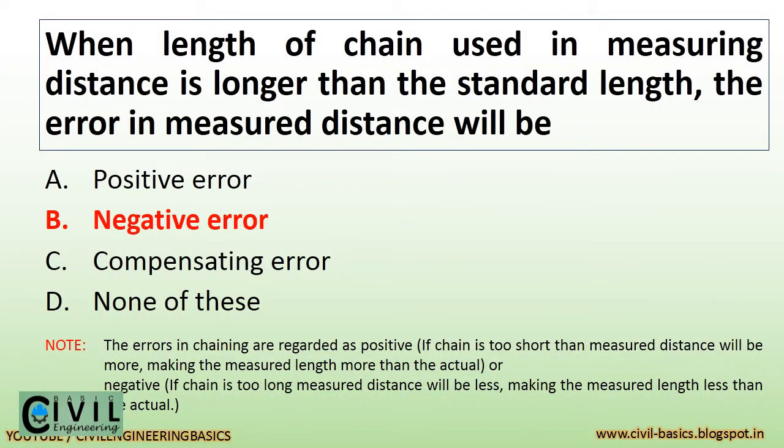When length of chain used in measuring distance is longer than the standard length, the error in measured distance will be negative error. Note, the errors in chaining are regarded as positive. If chain is too short, then measured distance will be more, making the measured length more than the actual, or positive. If chain is too long, measured distance will be less, making the measured length less than the actual, or negative.